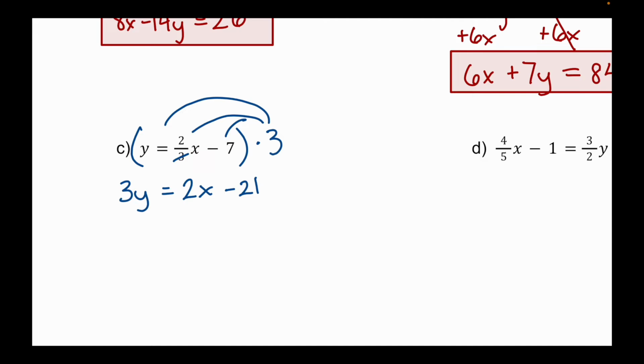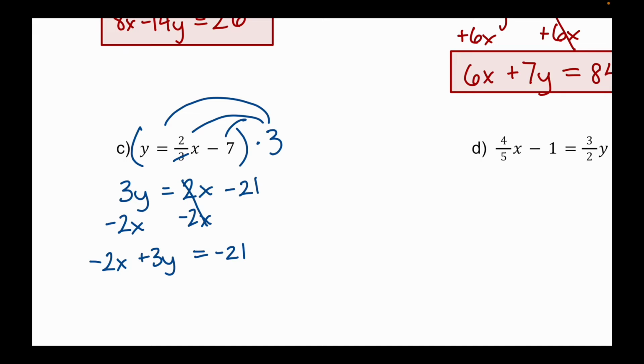So the x term here is on the right-hand side and the y is on the left. I want to move all of my variable terms over to the left, so I'm going to subtract 2x from both sides. Now, like I said, convention tells us we should put our x term first, so negative 2x plus 3y is going to equal negative 21. And your teacher may be okay with you leaving your answer right here.